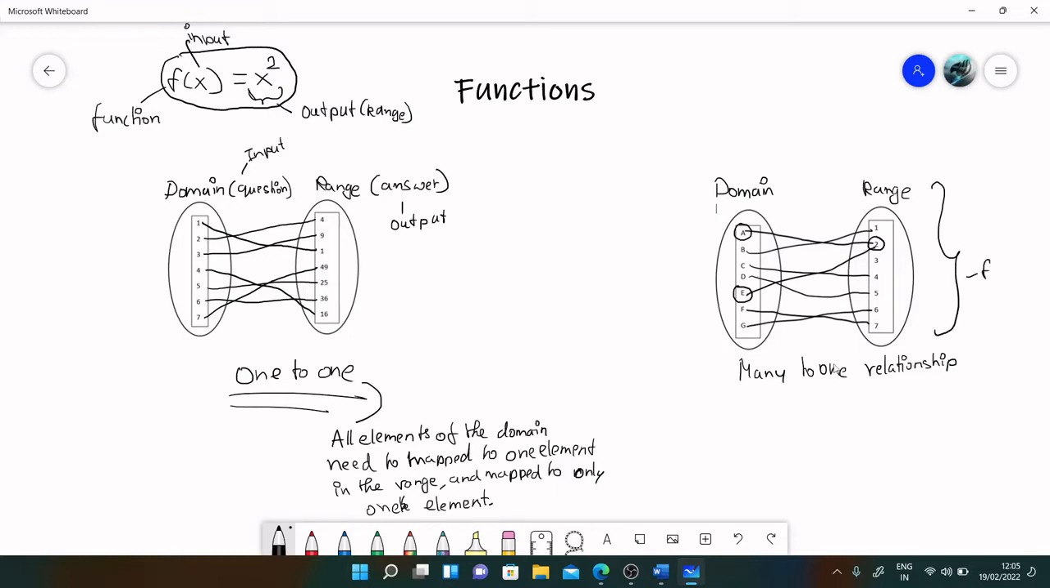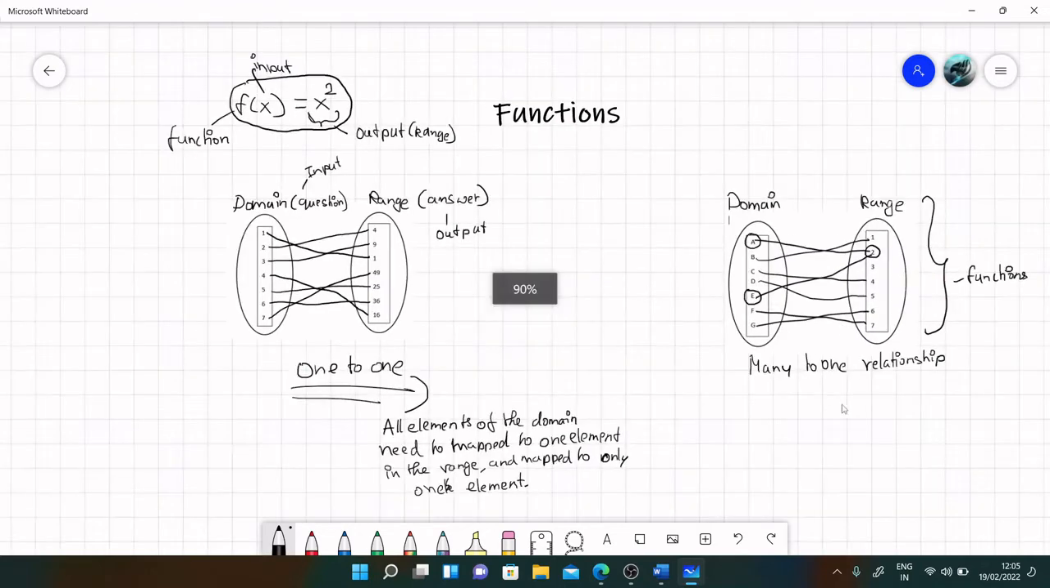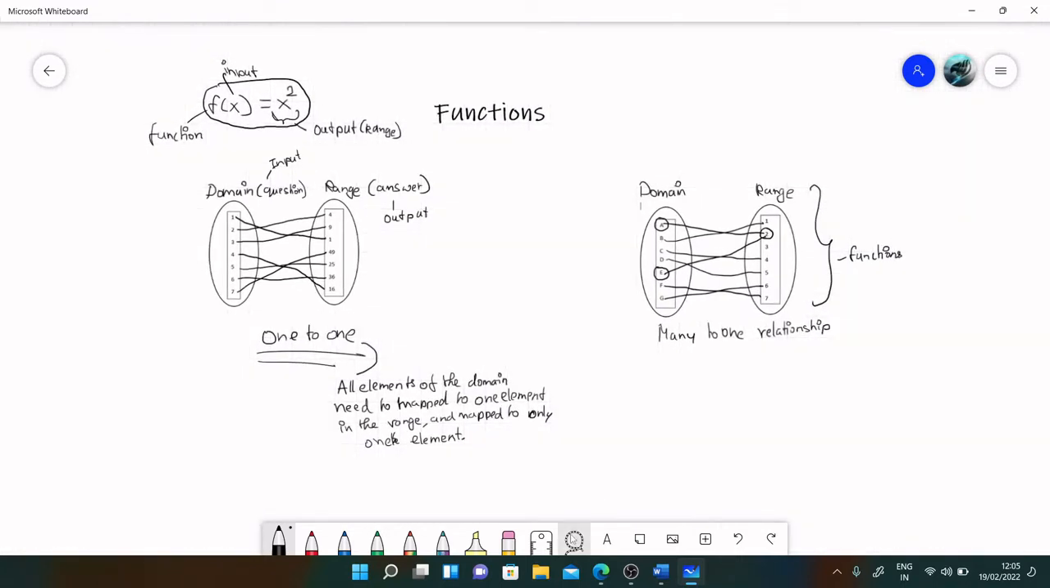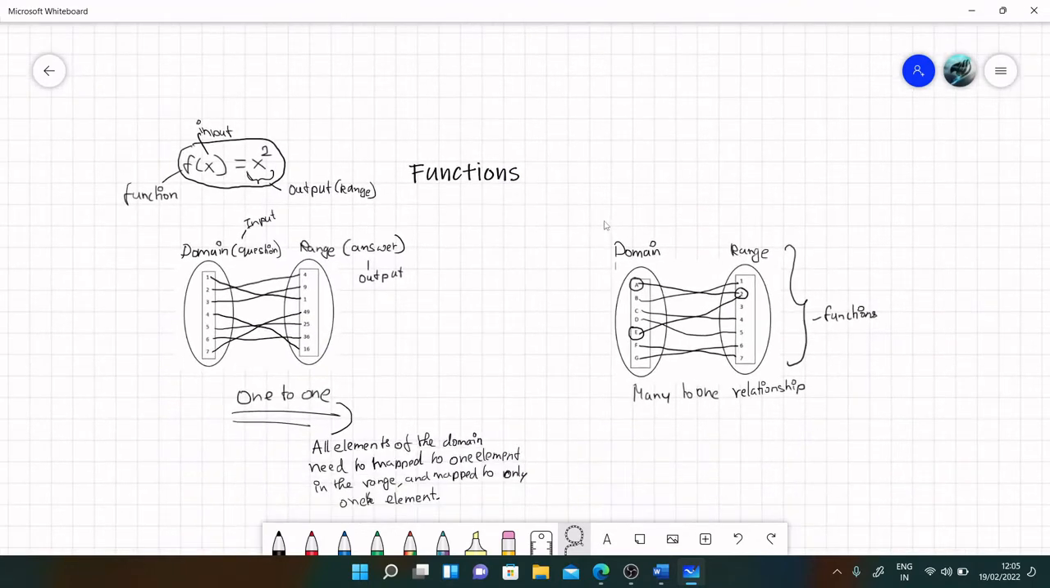These are also functions. Many-to-one relationships can be functions. Over here we specified that one element in the domain needs to be mapped to one and only one element. But we didn't say that various elements in the domain can't be mapped to one element in the range. Different elements in the domain can be mapped to one element in the range. So this is an accepted type of function. We need to have at least a one-to-one relationship, or we can have a many-to-one relationship.